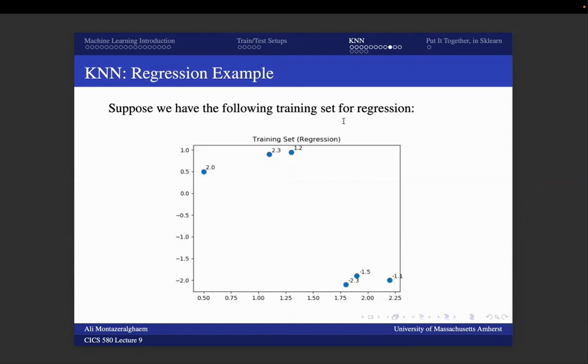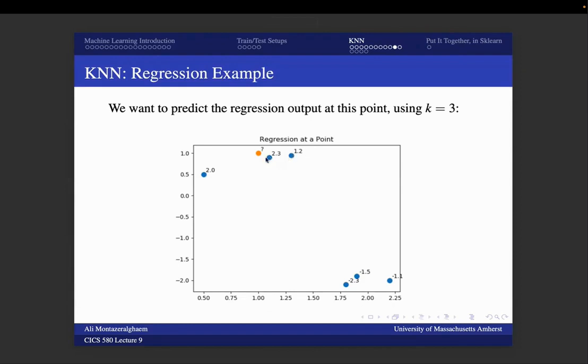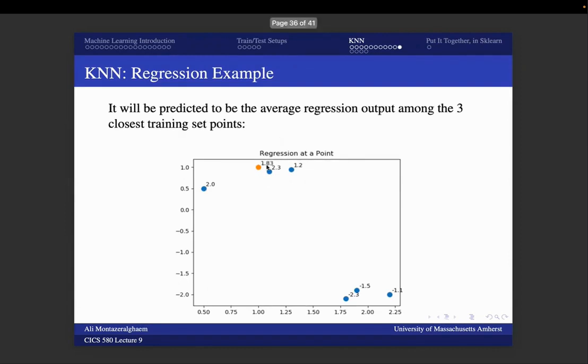And for the regression task, actually, we don't have any label for the data points. We have some real values for each data point. And if we get the new data and the k is equal to 3, we get an average of these 3 closest data points to the new data point, which is 1.83.